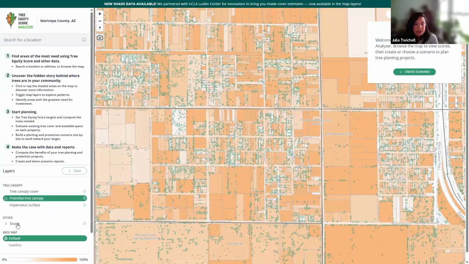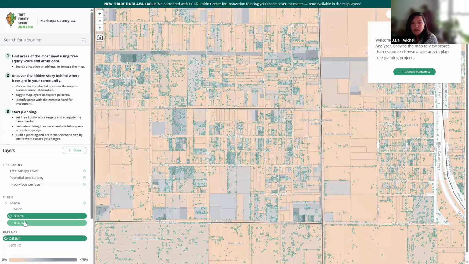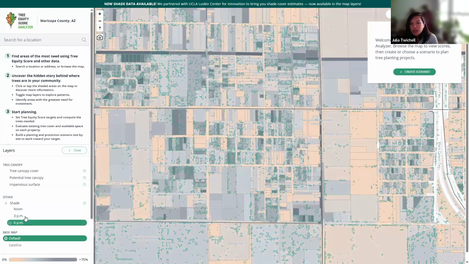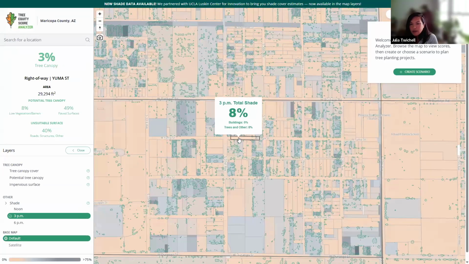And now in your layers list, when you click on shade, you'll get those 3 timestamps, but they are now summarized for all the different properties, as well as intersections and road segments. And of course, we do the breakdown of building shade versus tree and other shade.